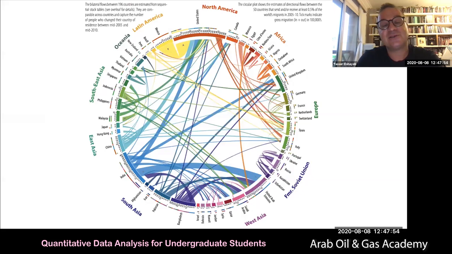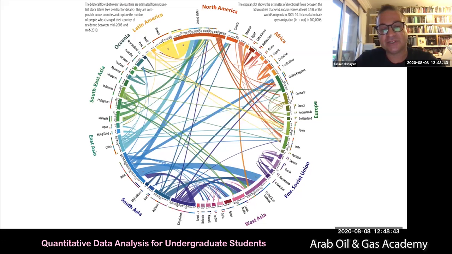For example, this is a graph that shows the flow of migration from one country to another all around the world. It's arranged in a circular graph. We call this a circular graph. So we have here Europe, former Soviet Union, West Asia, South Asia, East Asia, Southeast Asia, Oceania, Africa, and North America. Then you have lines and numbers on it. The thickness of the line shows the flow of migrants from one country to another. Of course, what's projected is the majority of the countries, not all of them, but it can show you a lot of information.